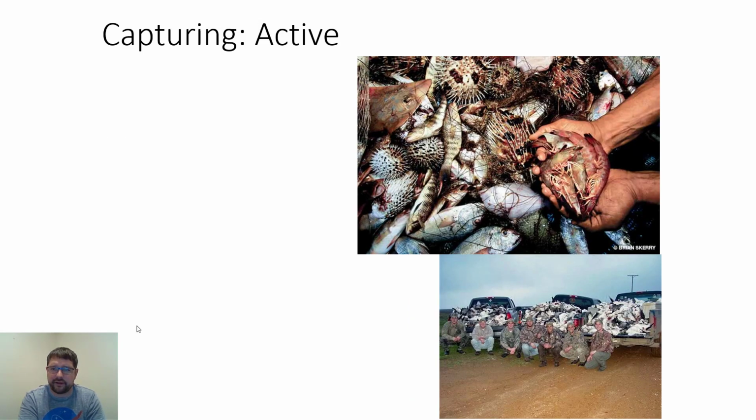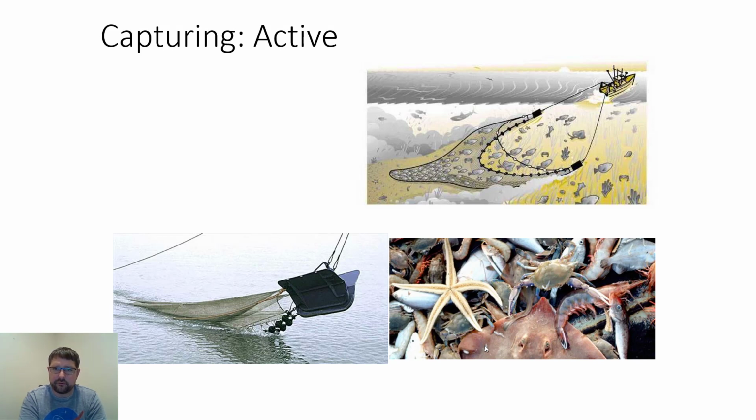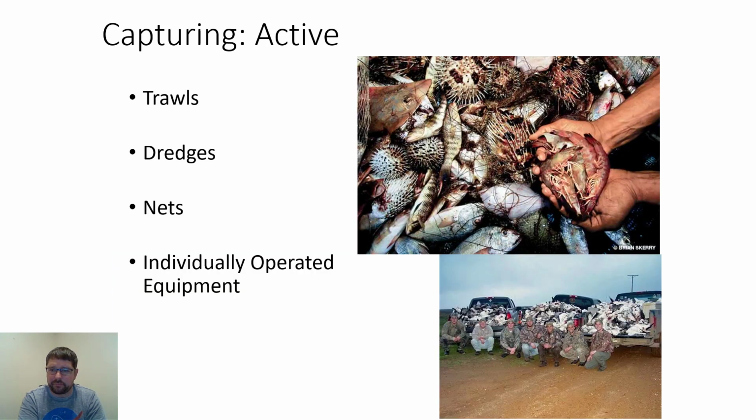All right, so active techniques, again, this is actively seeking out at least a certain region, maybe not a certain species. So lots of different types. There's trawls, dredges, nets, and then individually operated equipment, like hunting. So here you can see a bunch of hunters and truckloads of snow geese. So that's individually operated equipment. Shotgun, whatever, maybe electric calls, these kinds of things to get the organism to come in.